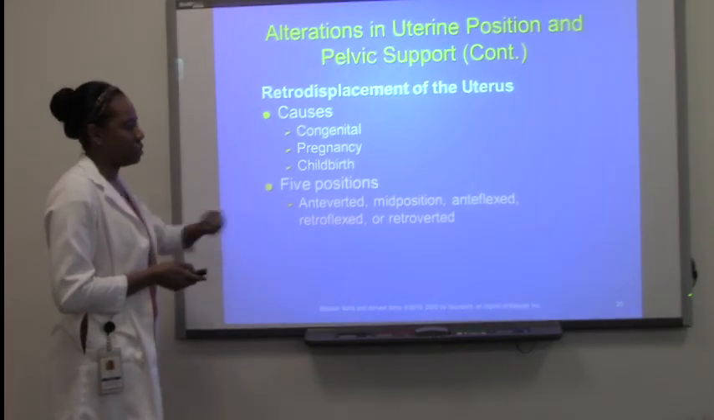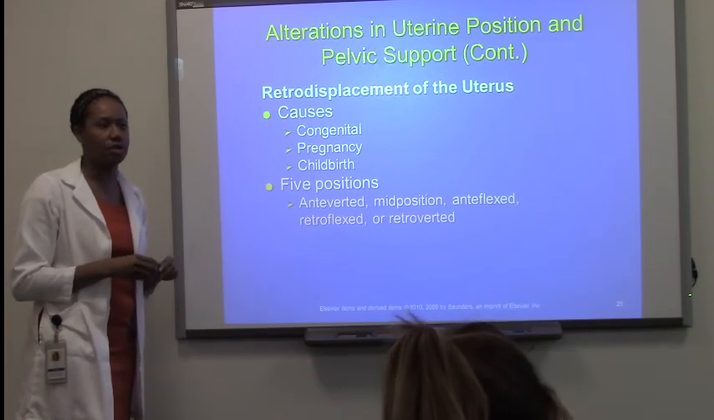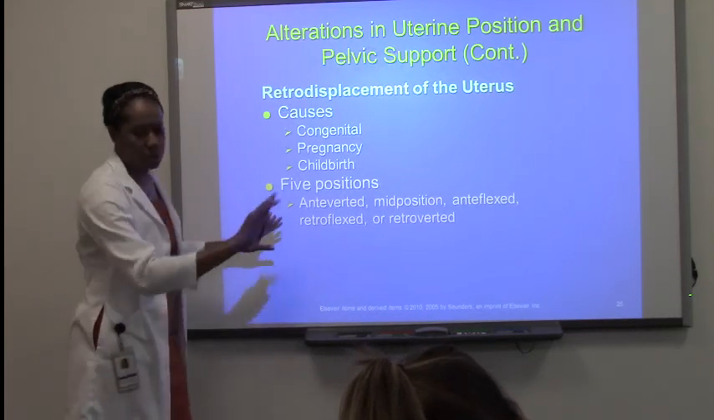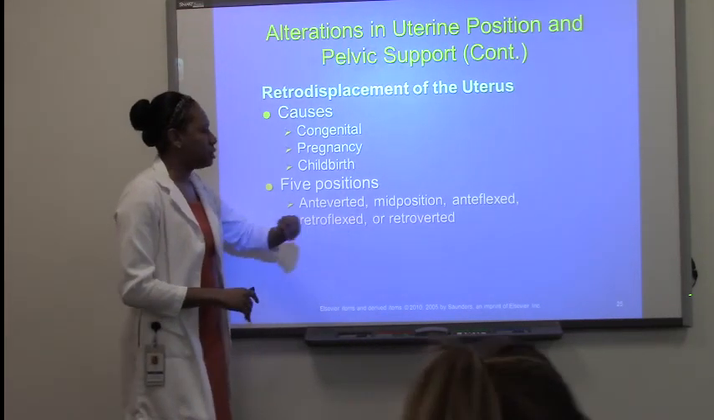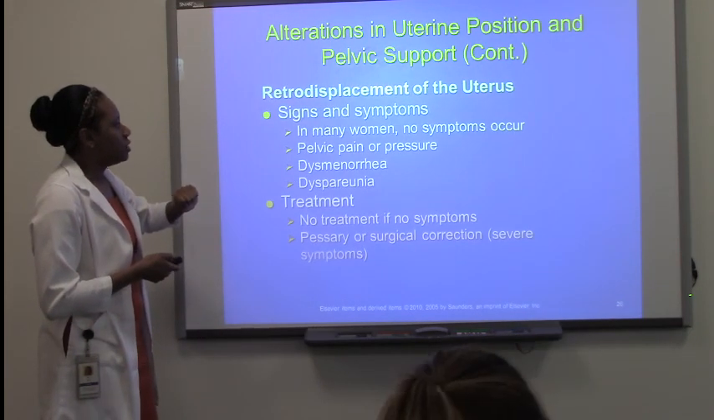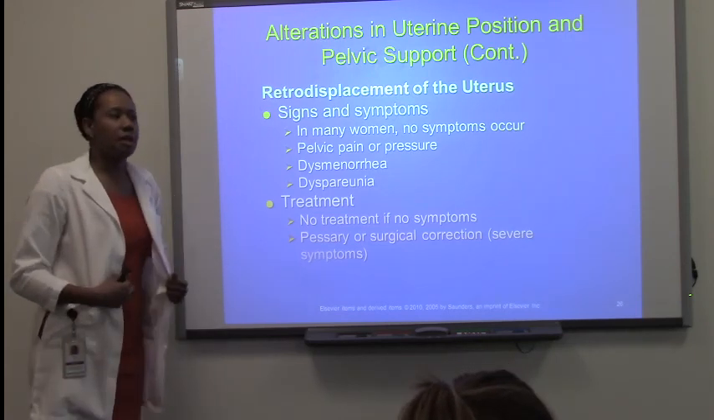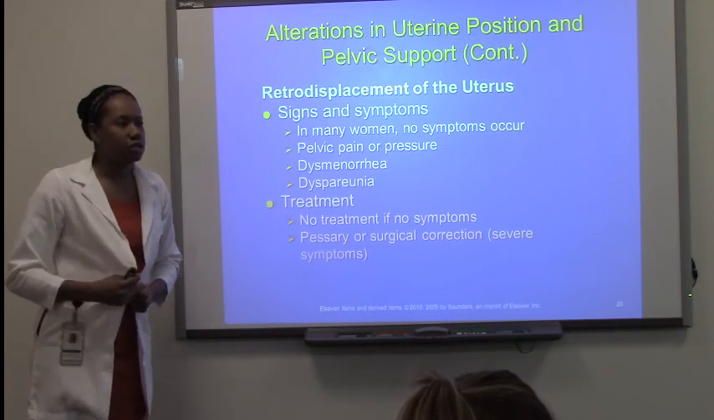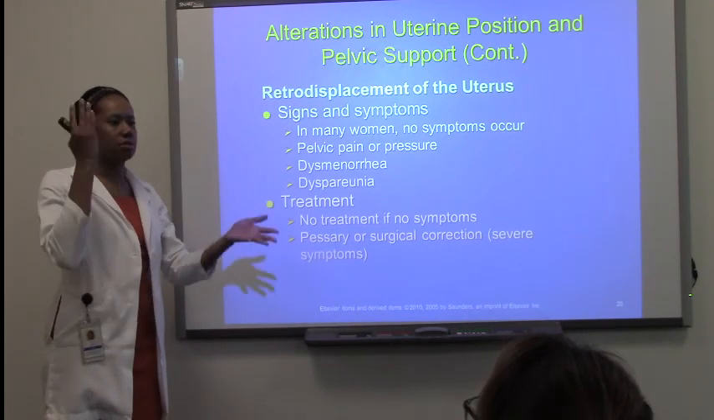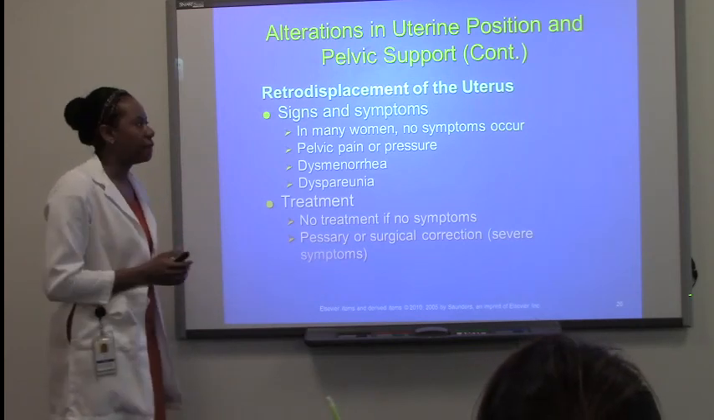They have 5 positions here, and I do want you to know the 5 positions. This is another picture that I may put on your test for the final. I'll show you the picture in a second. Anteverted, mid-position, anteflexed, retroflexed, and retroverted. Signs and symptoms: most women do not have any signs or symptoms with this. Most of the time they don't know they have a flexed uterus until they go to the doctor and have an exam done, and the doctor says your cervix is flexed or tilted or anteverted. They give them all these names and they didn't know.